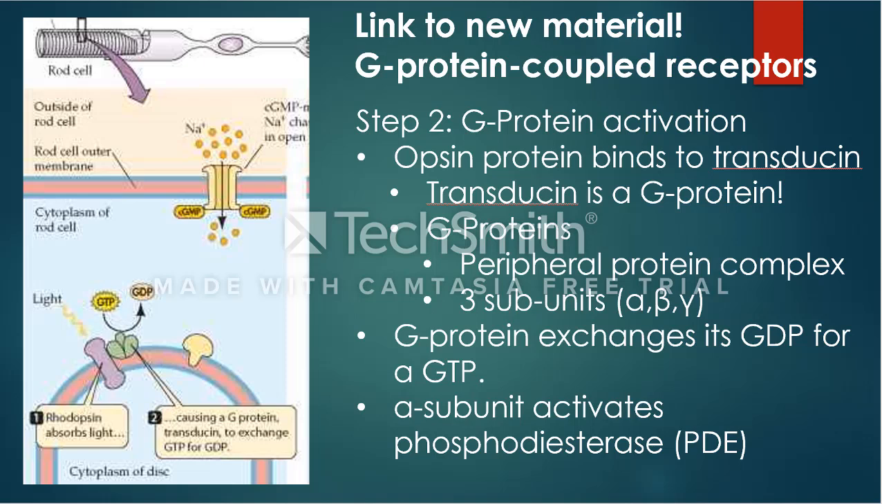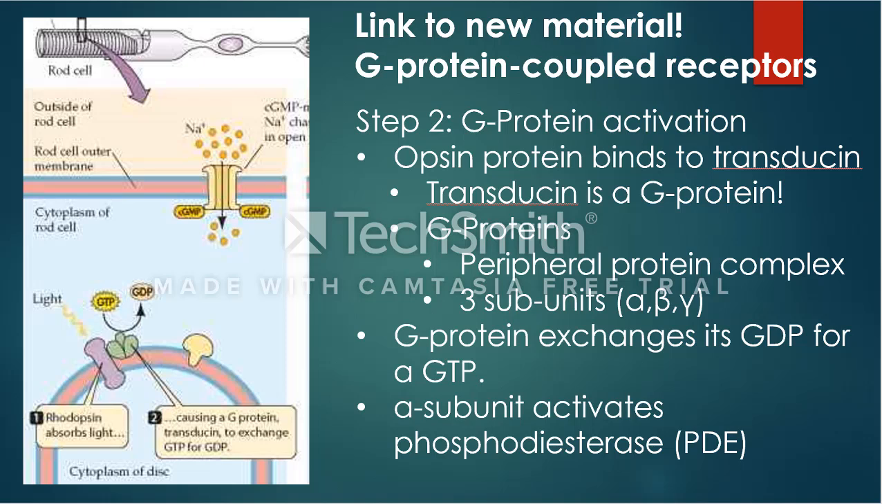All right, step two, we have to activate the G protein complex. Once the opsin molecule undergoes that conformational change, it will bind to and interact with this G protein complex. Inside the rods, the G protein that we're going to be specifically talking about is transducin. There are many different types of G proteins, and there's a different G protein in rods, and even different G proteins in each one of the three colored cones. But in the rods, the G protein is called transducin.